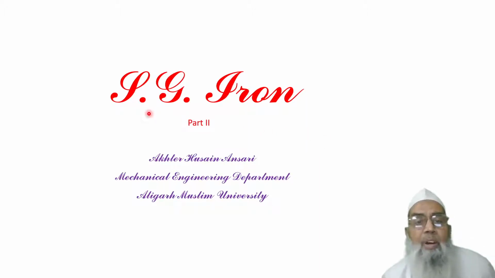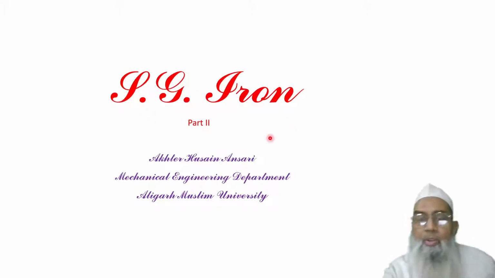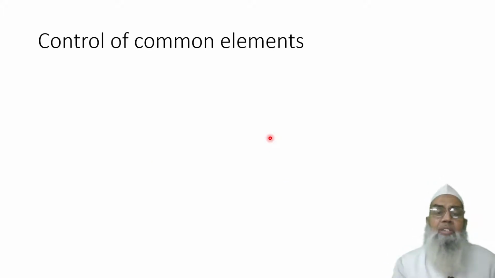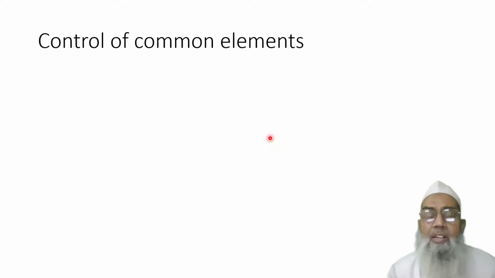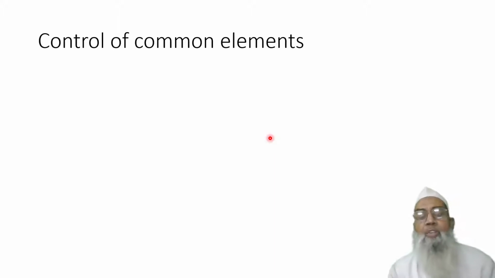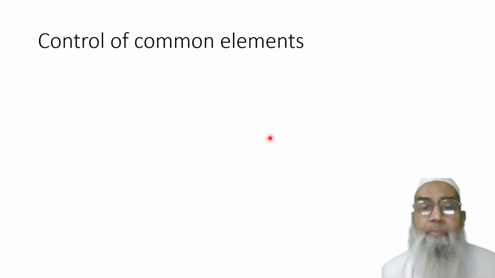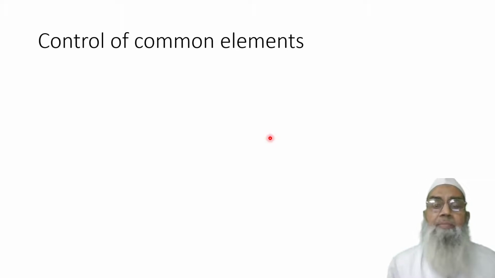Today we will discuss SG iron part 2. Now we have discussed that the matrix of the grey cast iron and SG iron is the same. Only the solidification mode changes the formation of the carbon from flakes to spheroids. Now spheroidal graphite enhances the properties of the SG iron.